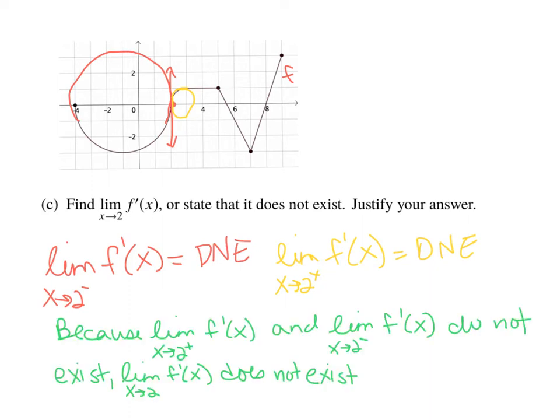So if you're looking for a limit at a point and at that point you have two different functions, like here we have two different partial circles, you're going to have to look at the limit from the left side and the limit from the right side. If those two things are not equal, or if they both don't exist, then the limit at that point does not exist. So this one's only worth 1 point, and that's for saying it doesn't exist and giving a justification.